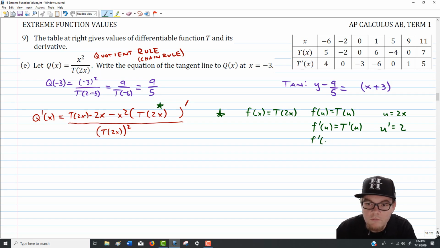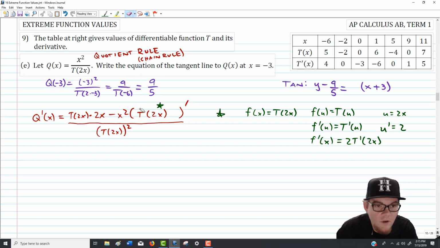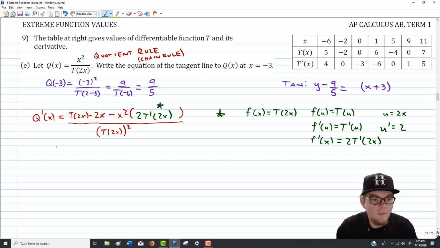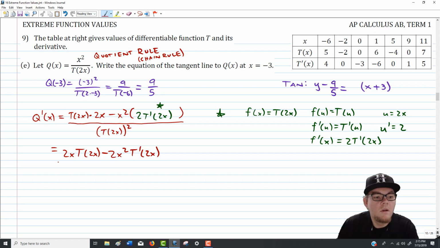So without further ado, bringing this back, we're going to get f prime of x is 2 t prime of u. So in fact, for the sake of argument, I did the work over there. If you want to see it, you can. I'm going to just go ahead and replace this as 2 t prime of 2x. So with that in mind, our derivative now reads, actually I'll go back to the right color. So this now reads 2x t of 2x minus 2x squared t prime of 2x, all divided by t of 2x squared. So there's our derivative.